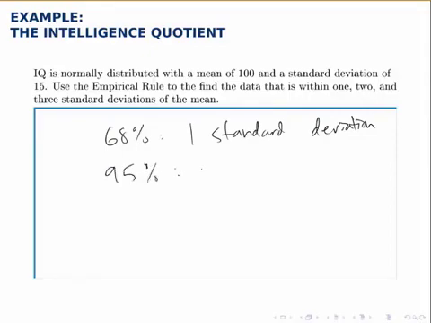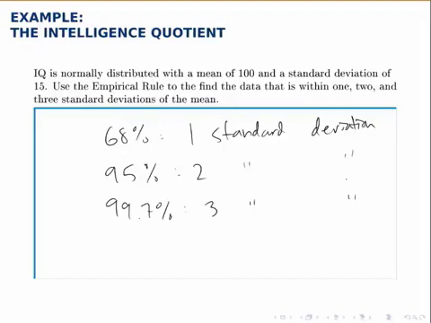95% of the data falls within 2 standard deviations. And almost all the data, or around 99.7% of the data, falls within 3 standard deviations. So if we work from the mean, down 3 standard deviations and up 3 standard deviations will encompass almost all the data. In this case, with a mean of 100 and a standard deviation of 15, 1 standard deviation below will be 85, and 1 standard deviation above will be 115. 100 minus 15, 100 plus 15. So 68% of the data, in other words, 68% of people will have an IQ score between 85 and 115.